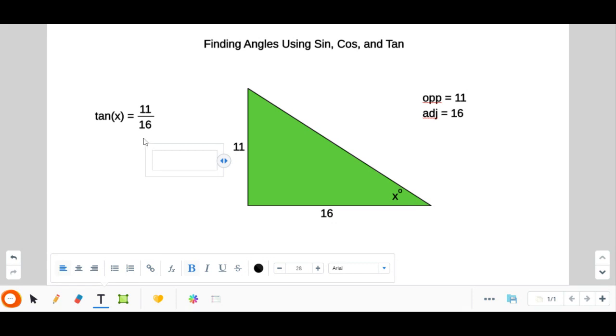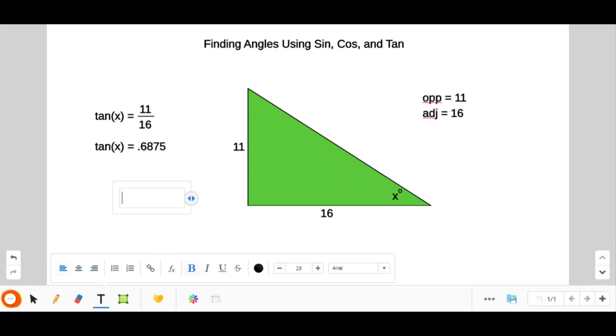Now in this case, since we have both sides, 11 over 16, we can simplify that. 11 divided by 16 and get 0.6875. So tangent of x equals 0.6875. Now, if we knew the angle, we would just do tangent of whatever angle it is. But since we don't know the angle, we're not going to be able to just plug in tangent into the calculator. So what do we do? What do we do to figure out what angle has a tangent of 0.6875?